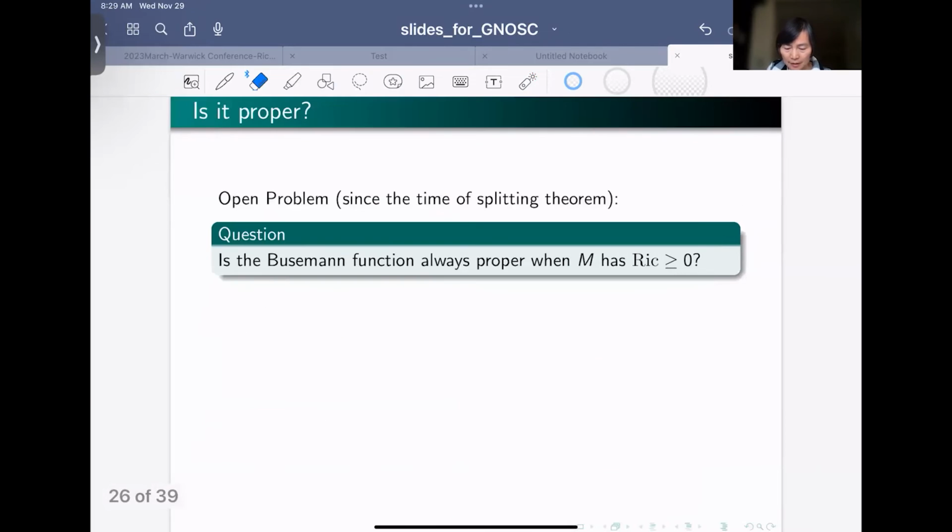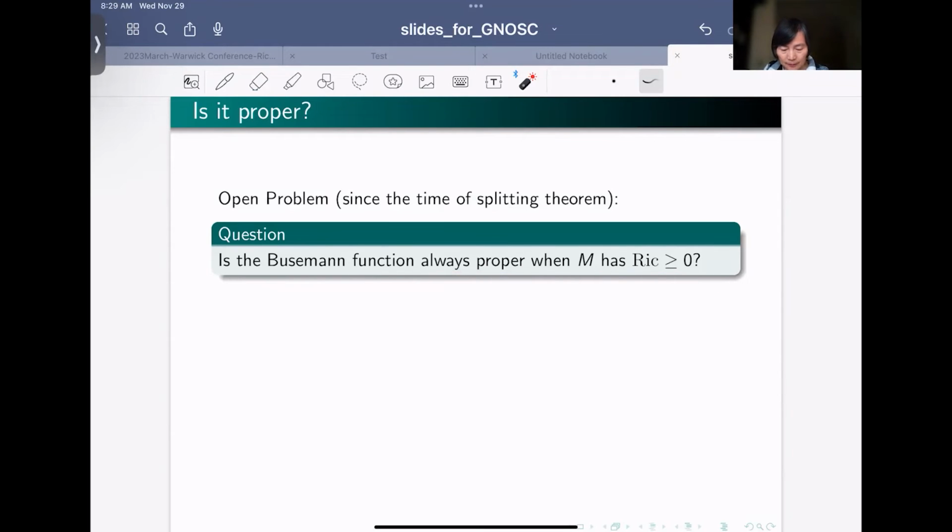Now from this you can ask the question. Actually, after this work, I think Pan Jiayin was giving a talk at CUNY, and I want to thank Cristina for mentioning this problem to us. Jeff said this has been open since the splitting theorem. We can ask now: is the Busemann function also proper for non-negative Ricci curvature?